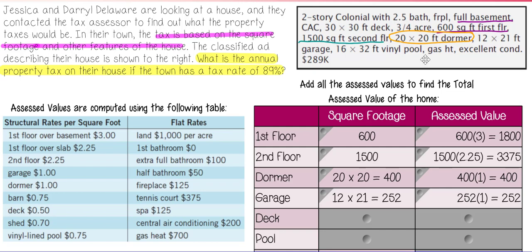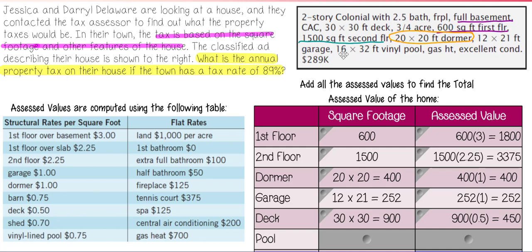There is a deck. A 30 by 30 foot deck is listed. So that would be... or not, I'm sorry, not $900. 900 square feet times 50 cents per square foot for a deck would be $450.